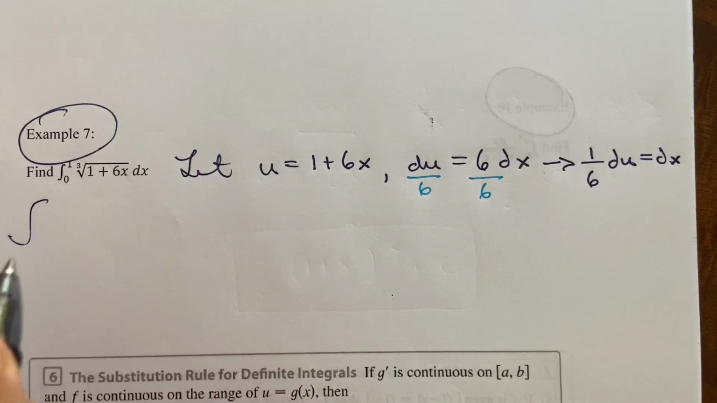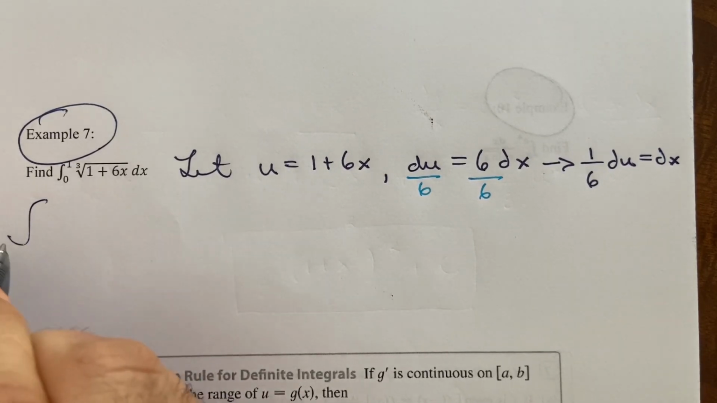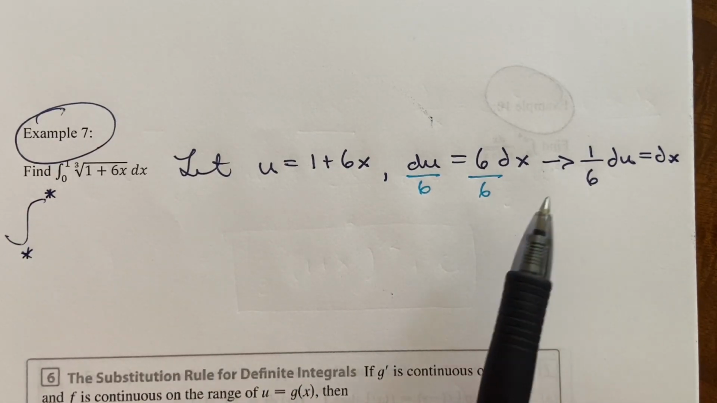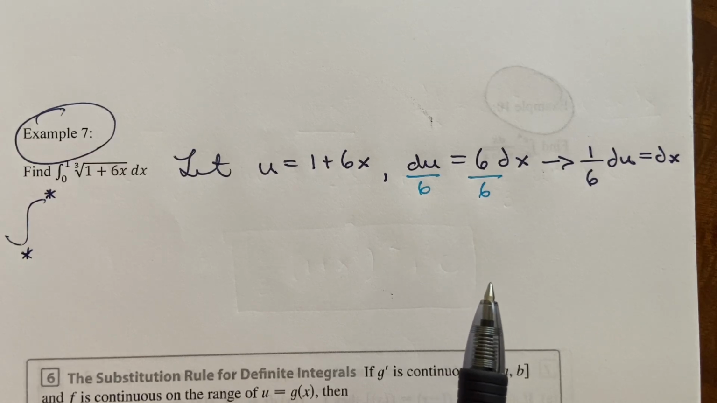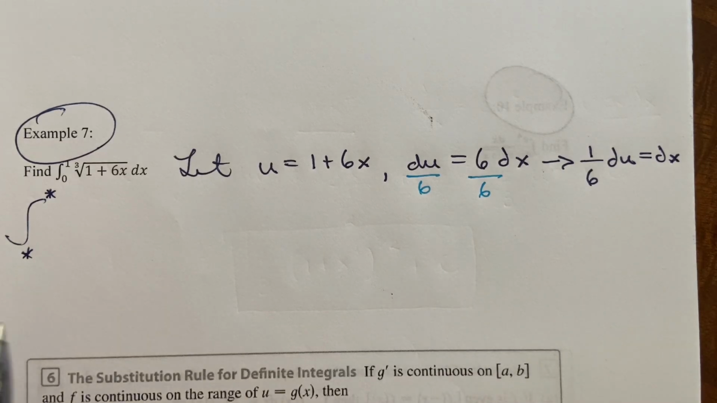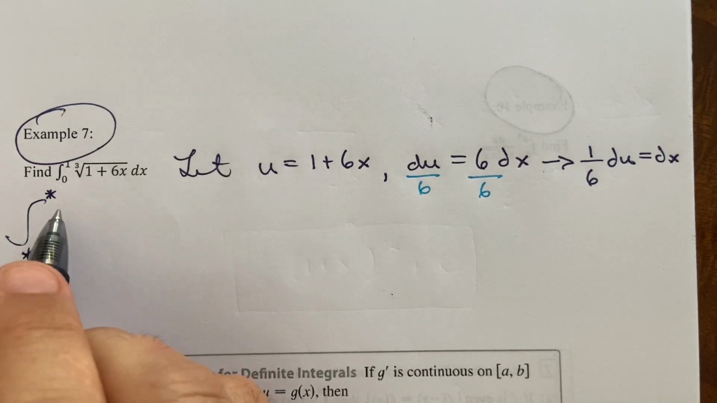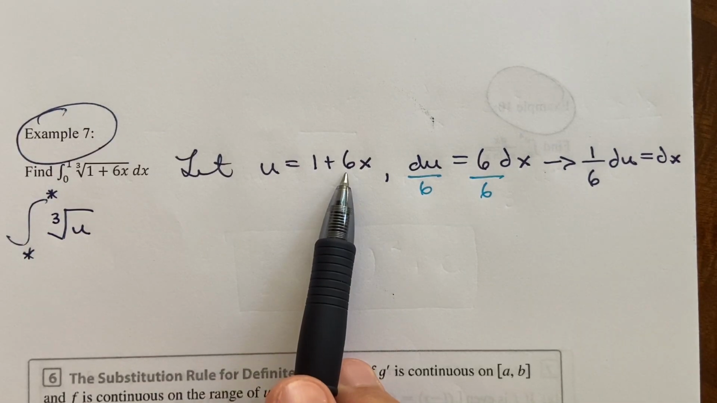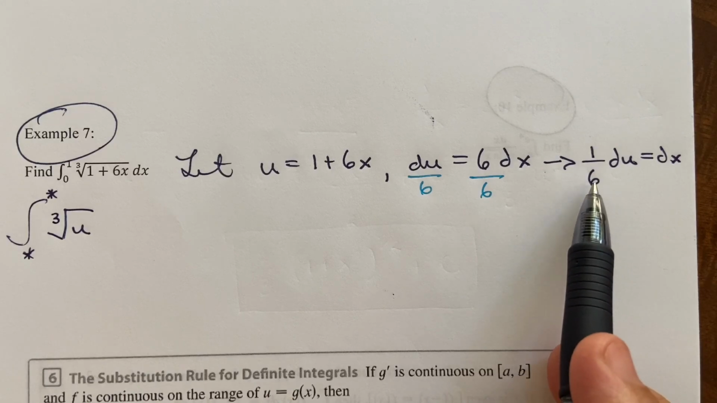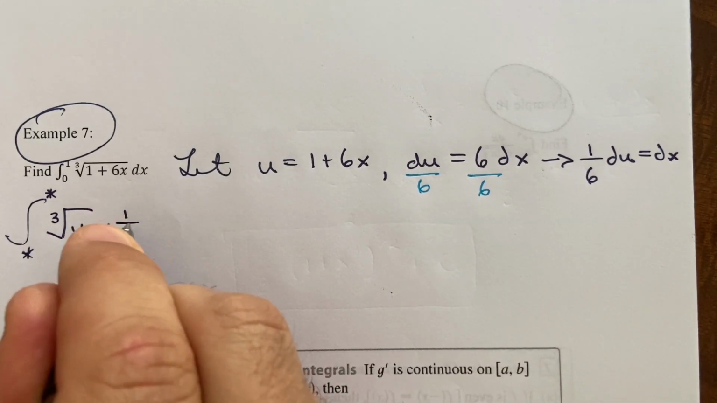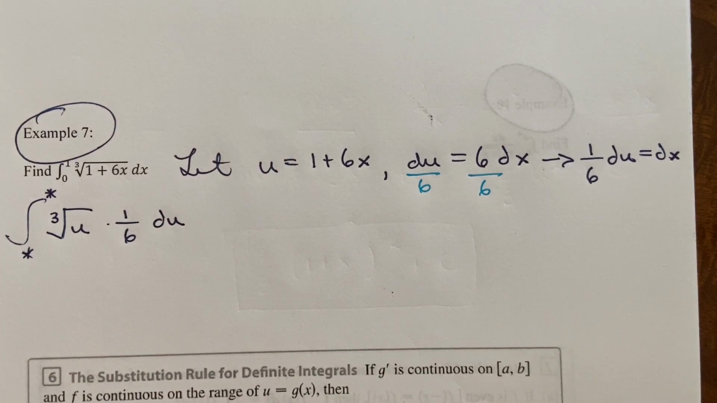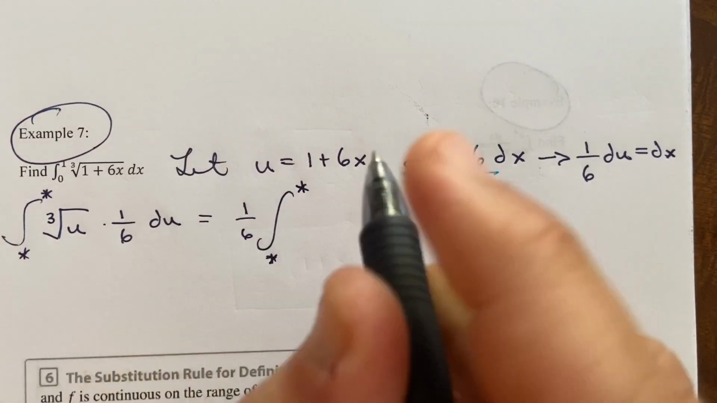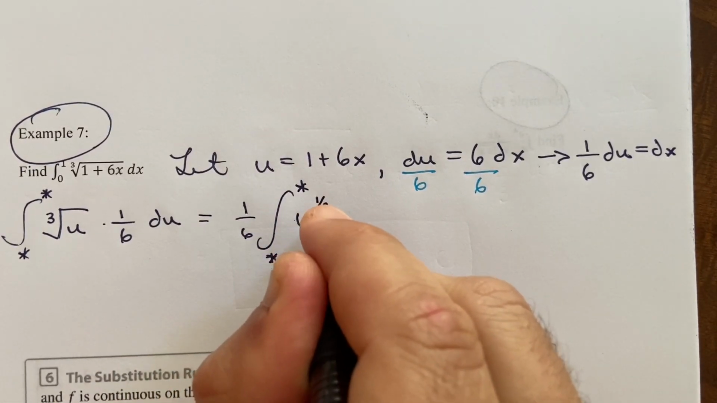Let's go ahead. So I'm just going to write stars here actually for a second. When you're making a substitution, your original limits actually don't apply directly. So I'll show you what happens there in a second. So we would have the cube root of u, right? Because I substituted out that 1 plus 6x. And then instead of dx, we're saying 1/6 du. Okay, so this would be the same as 1/6 integral of u to the 1/3 du.